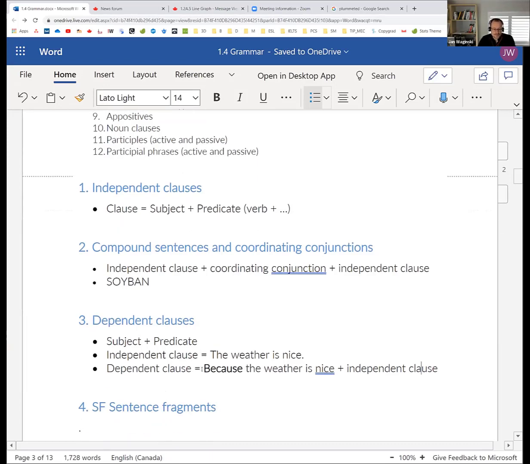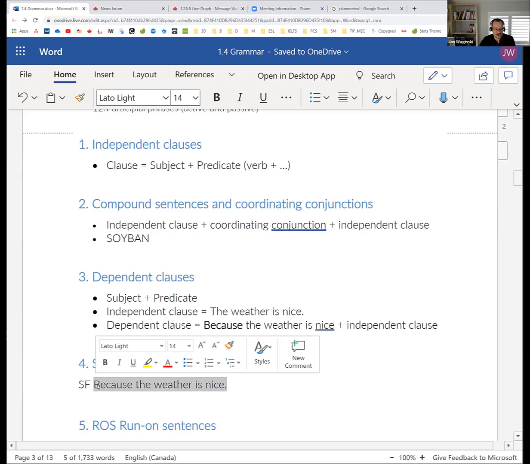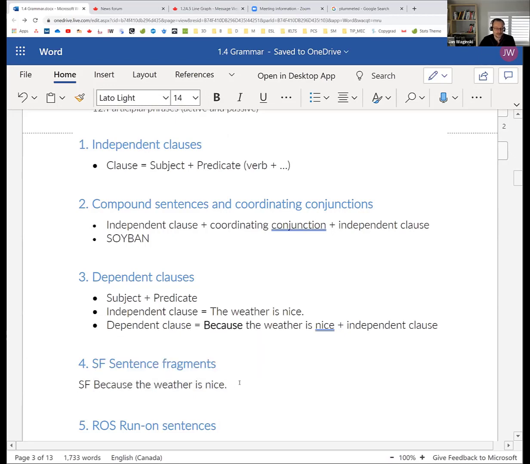So a sentence fragment just means you do something like this and put a period. So if you do that, I'll put SF. Okay, and just based on experience, let's say 8 or 9 times out of 10, the way to fix this is to attach this dependent clause to either the sentence before or the sentence after. It's usually connected to that.